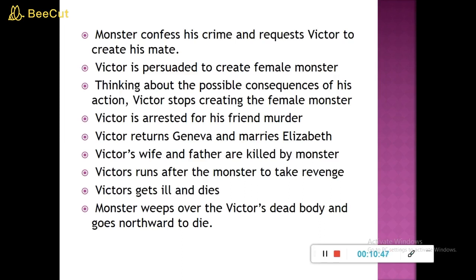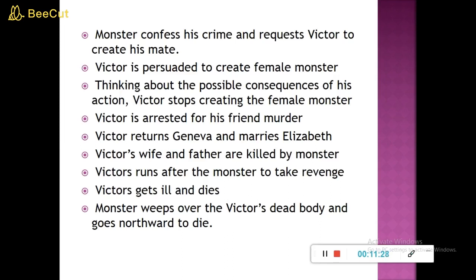Victor is persuaded to create a female monster, but when he thinks about the consequences, that two monsters will create havoc and kill a large number of people, Victor stops work in the middle and puts the half created monster into the sea, and the monster is watching all these things. He gets very angry and takes a vow that he will take revenge upon Victor on his wedding night.